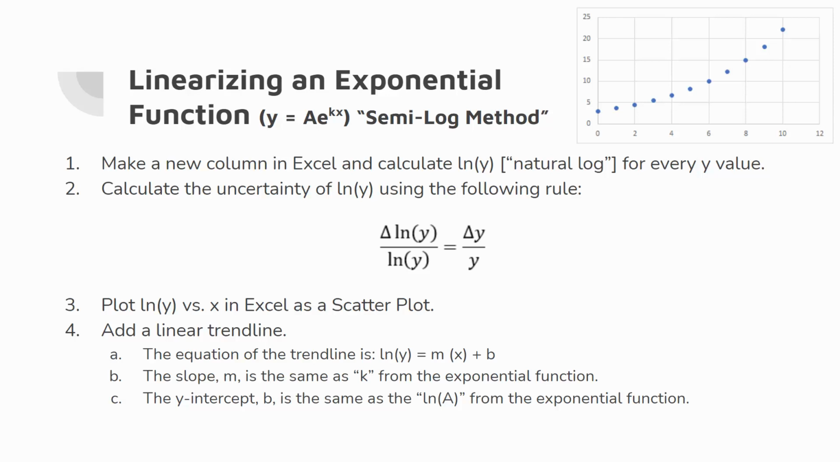So we're going to plot the natural log of y versus x. That is the natural log of your dependent variable versus your independent variable in Excel as a scatter plot, just like you should have done your original graph. You're going to add a linear trend line. It should look linear. And when you add the linear trend line, it'll be the natural log of y equals the slope times x plus b. In this case, your slope, the m in y equals mx plus b, will actually be the parameter k from the exponential function, and the y-intercept will be the natural log of a from the exponential function.